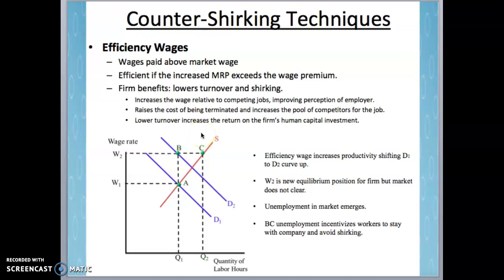Another thing to consider is the lower turnover that comes from efficiency wages often increases the return on the human capital investment that the firm makes.